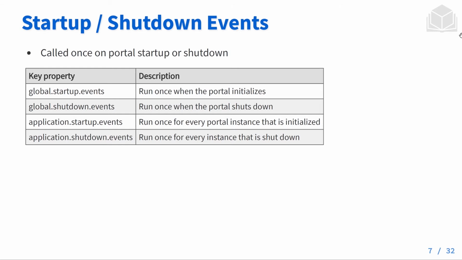We have startup and shutdown events. These are all called once on portal startup and shutdown. Just below, we have a list of these key properties. So global startup events is run once when the portal initializes. Global shutdown events is run once when the portal shuts down. We also have application startup events, which are run once every portal instance is initialized, and application shutdown events, which is run once for every instance that is shut down.